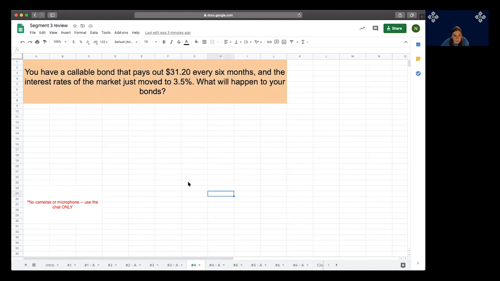Number 4 is saying you have a callable bond that pays out $31.20 every 6 months, and the interest rates of the market just moved to 3.5%. What will happen to your bonds? So take a second, think about this, think about what it's asking, and put your answers in the chat if you have an idea.